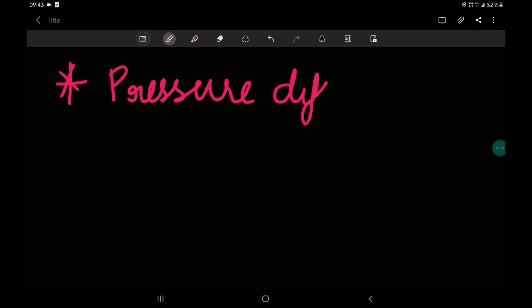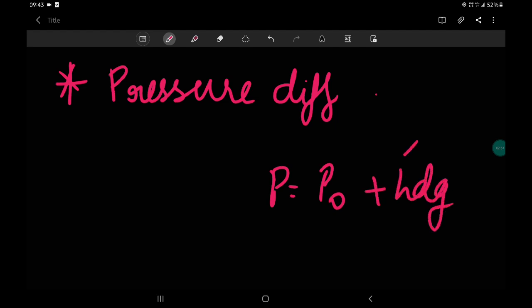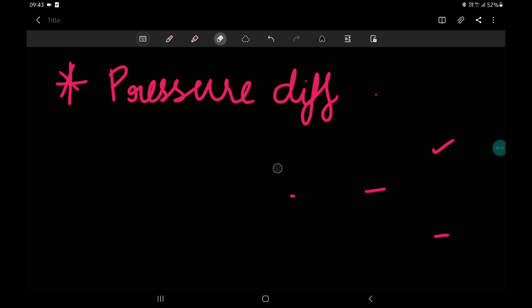Okay, so now let's move on to today's first topic of the class, that is pressure difference between 2 points of a liquid. How do you calculate pressure difference? I already said that in the barometer, pressure is equal to P naught at a particular point plus hdg, where h is the height difference between this point and this point, d is the density and g is the acceleration due to gravity. I hope you know this. So how do you find the pressure difference between 2 points?